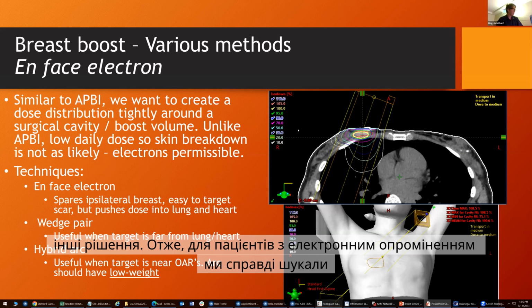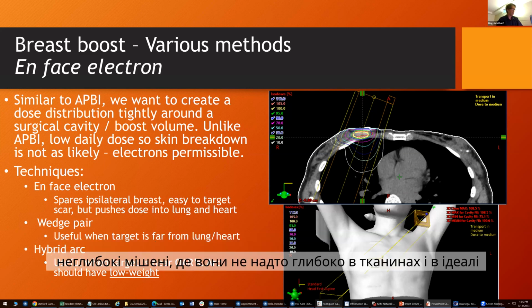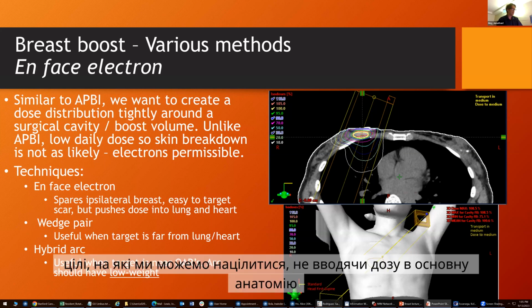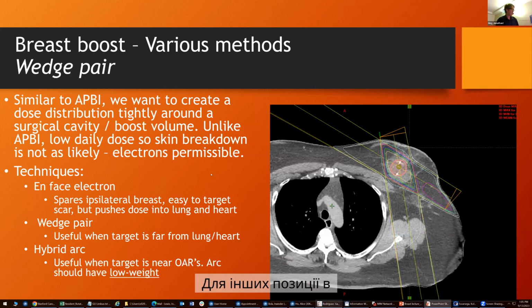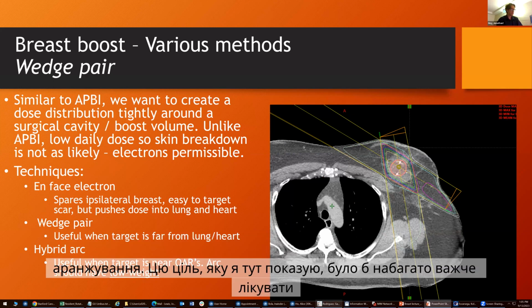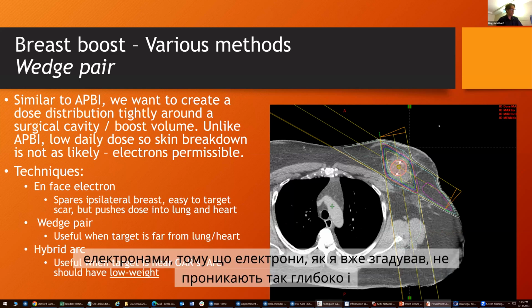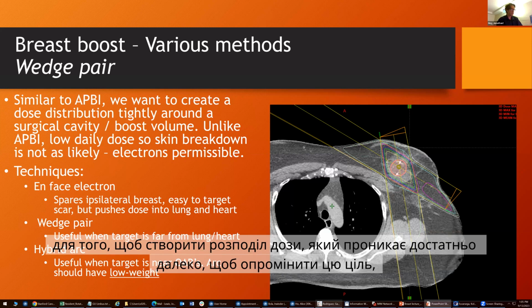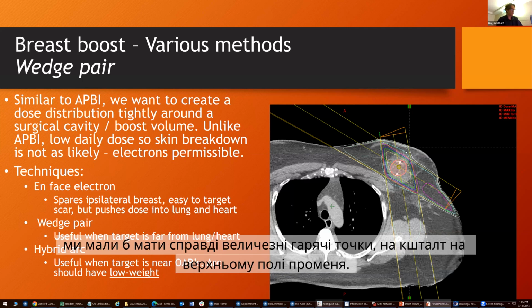So for electron patients, we're really looking for shallow targets where they're not too deep in tissue. And ideally, they're targets that we can target without having to push dose into the underlying anatomy. For other positions of the boost volume, if we have decent space, we can switch over to a photon arrangement. This target that I'm showing here would be a lot harder to treat with electrons because the electrons, as I mentioned before, don't penetrate as deeply. And in order to create a dose distribution which punches down far enough to treat this target, we would have to have really enormous hotspots upfield of the beam.